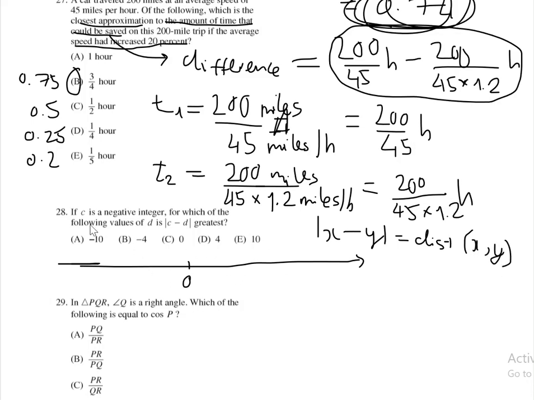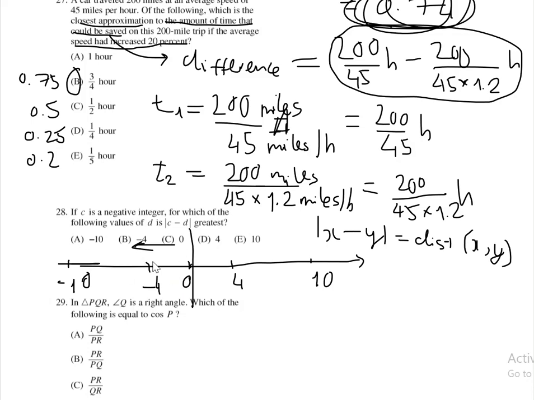So let's just draw all the points on the number line. Let's suppose 4 is here, 10 is about here, -4 here, and -10. So all of our answer choices are on this number line. So c is a negative integer, which means it's on the left of the origin, left of 0. So a negative integer must be in this direction.